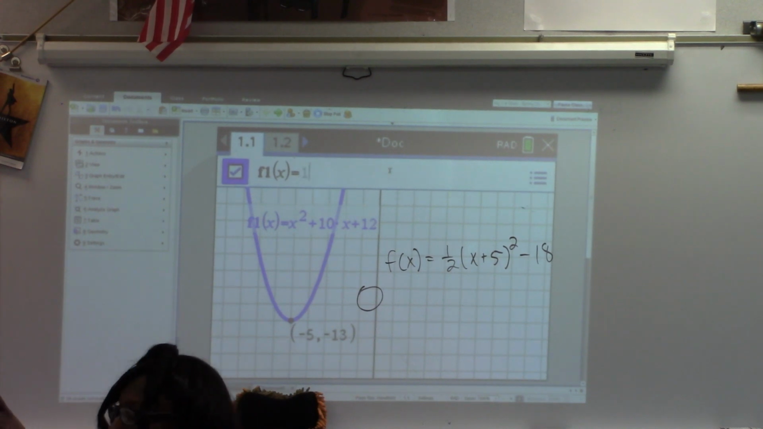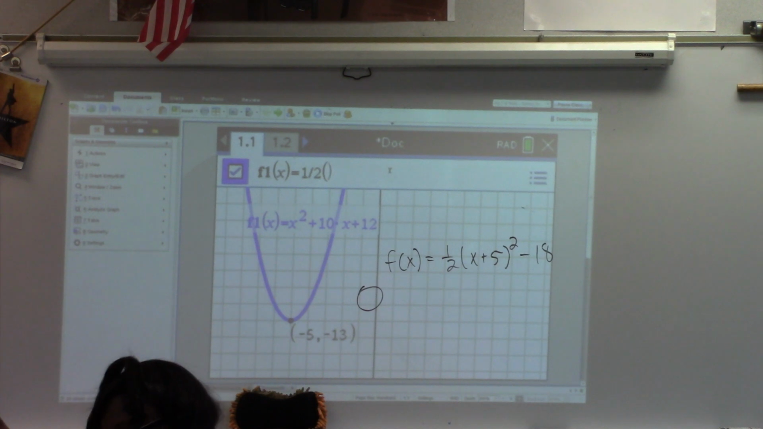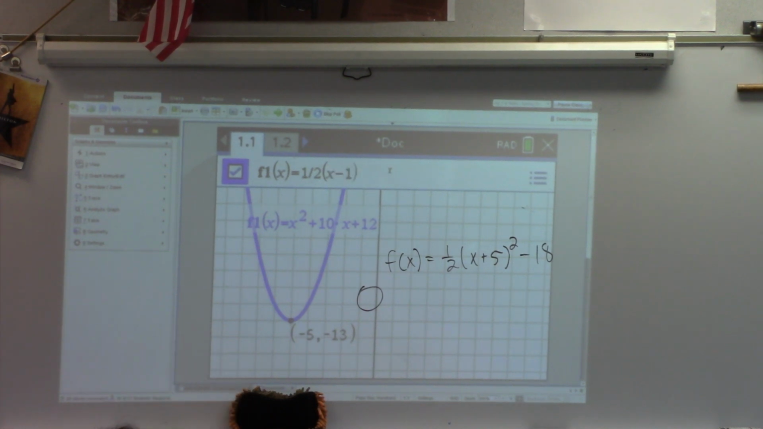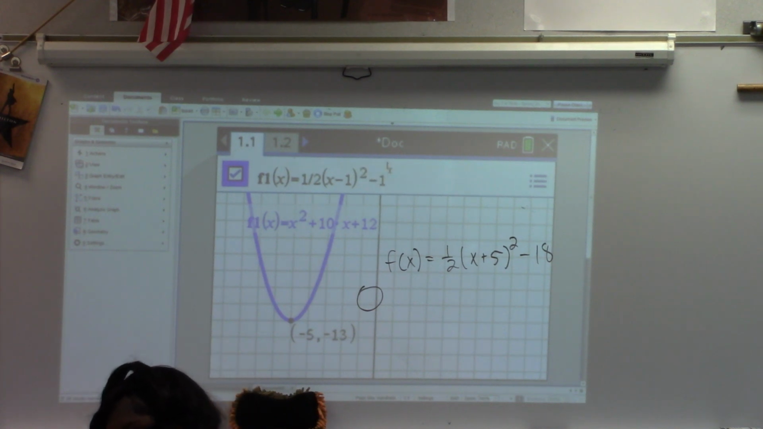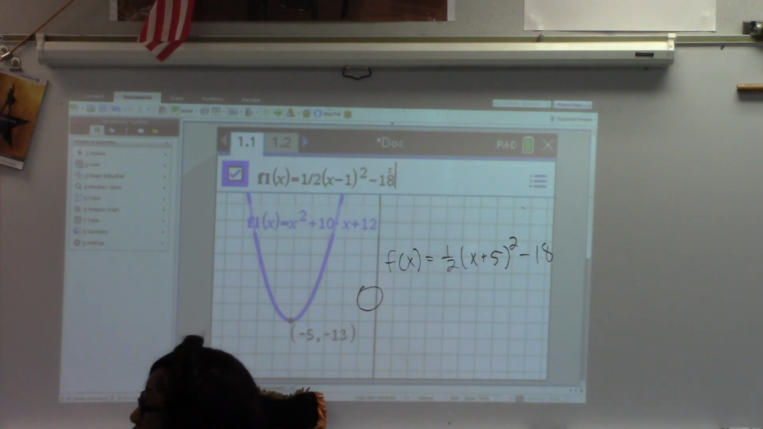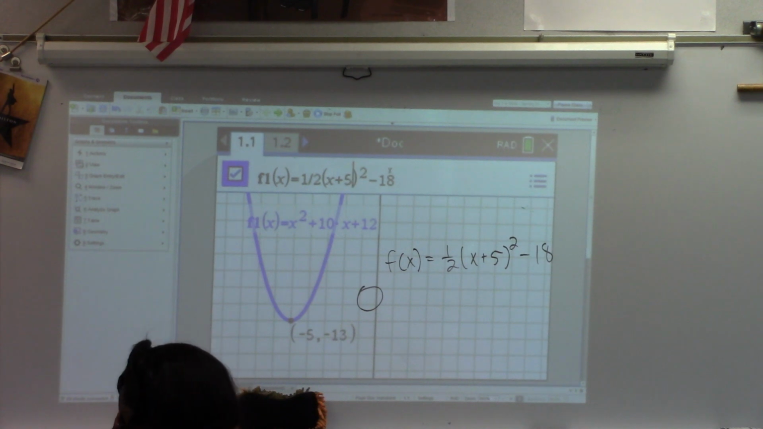Okay, so let's check. 1/2, was it x? What was next? Minus 1 squared minus 18? Well, I'm trying to do this off memory. Help me out. Oh, 5? Y'all, I completely misheard you. My bad. You know, ears, they sometimes work.